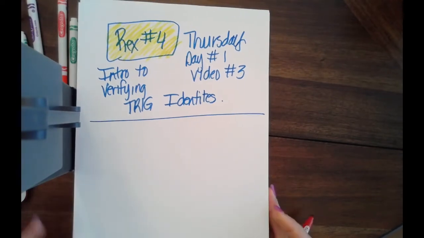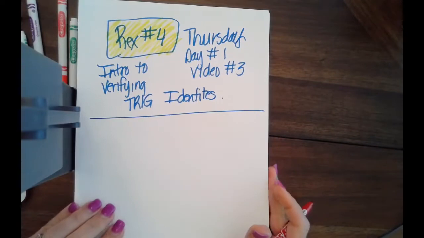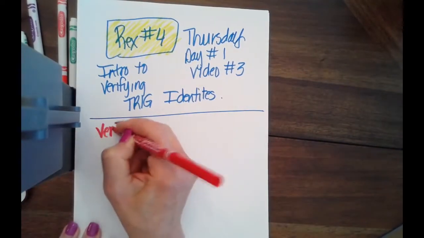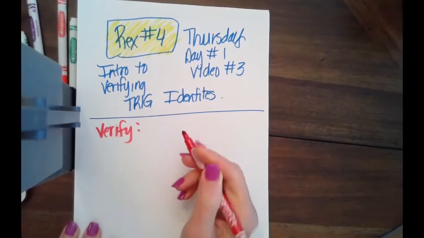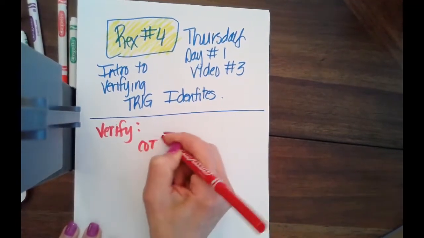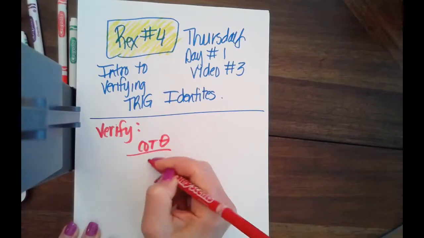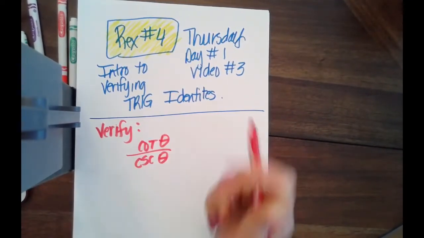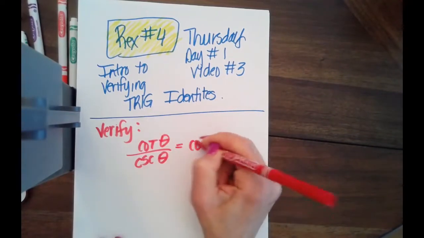We determined that Rex now means remote example. So now I have another example. This is remote example number 4. Okay, so verify: cotangent of theta over cosecant of theta. And again, if it's x in the problem, you can use x. It just represents an unknown.